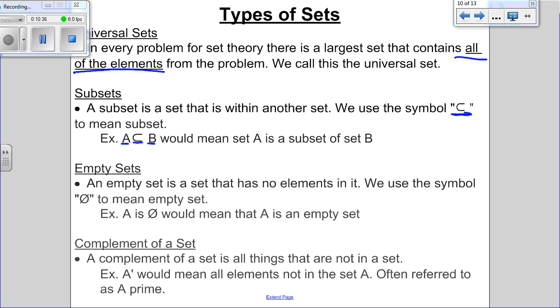The empty set is shown with this symbol. It's like a 0 with a line through it. It's more an O than a 0. It's an O with a line through it. Again, we don't talk a lot about empty sets, but they do happen every once in a while when you really start to do cross sections of sets in the future. Down here, the way we would write it out is we would just say A is empty. That means A is an empty set. There's nothing in set A.